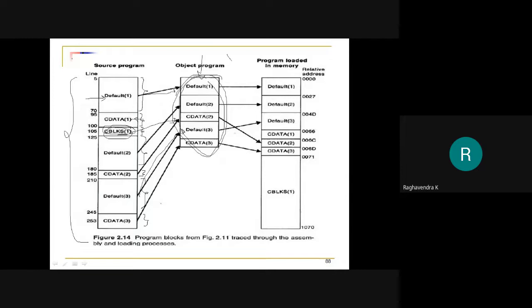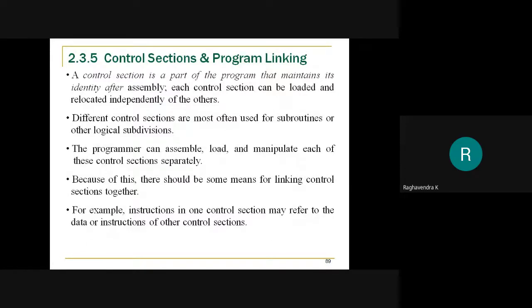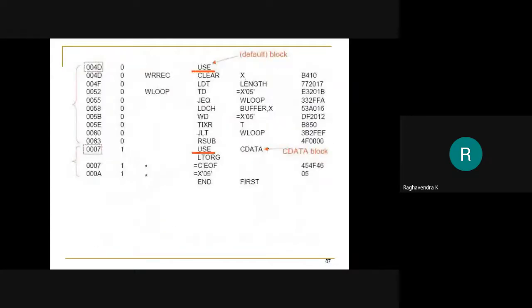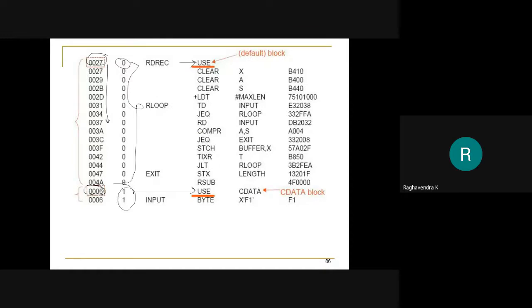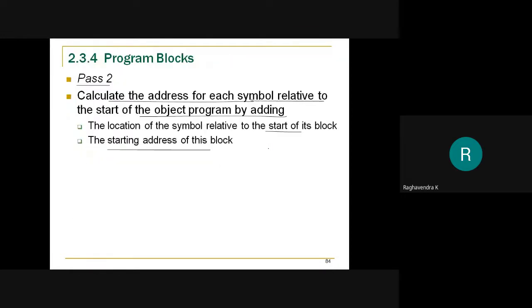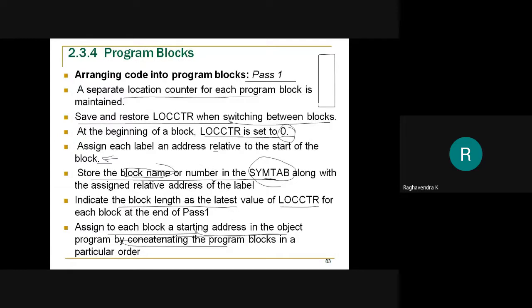But when the same program is loaded into memory, it will be put like this as per the blocks: default 1, default 2, default 3, C data 1, C data 2, C data 3, and of course in the end we have reserve word. So 1000 bytes is supposed to be reserved. Got it? So like this, the rearrangement takes place, and your program is loaded into memory as separate program blocks. This is one of the concepts present in SIC/XE, which rearranges the program as separate segments. So this is one more thing.